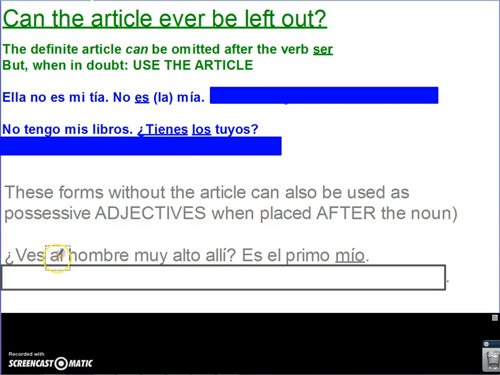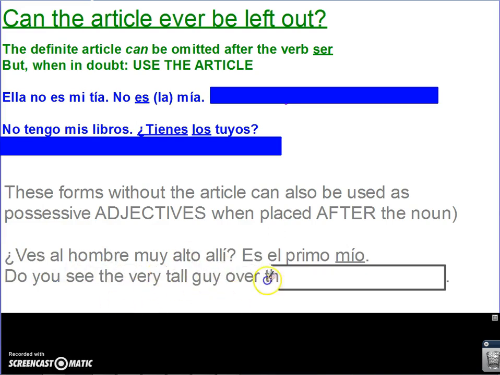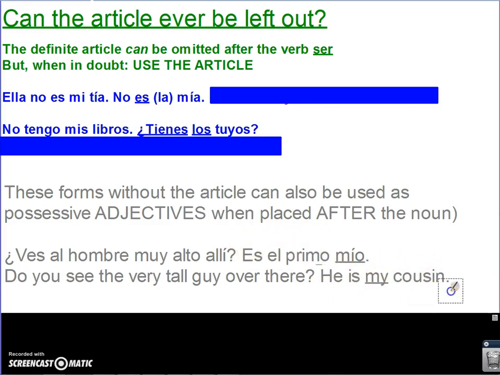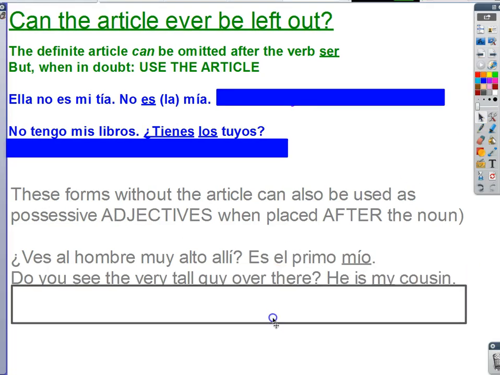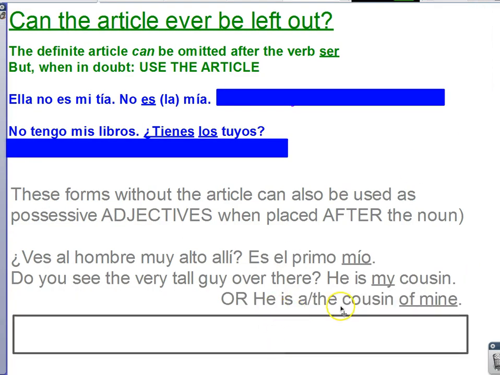For example, ¿ves al hombre muy alto allí? Es el primo mío. In this instance, I'm asking, do you see the very tall guy over there? Es el primo mío. Instead of saying es mi primo, I'm saying es el primo mío, but it means the same thing. He is my cousin. Or it can mean he is a cousin of mine or the cousin of mine. So add that or part right there too. Even though it's about to disappear, you should have it in your notes.